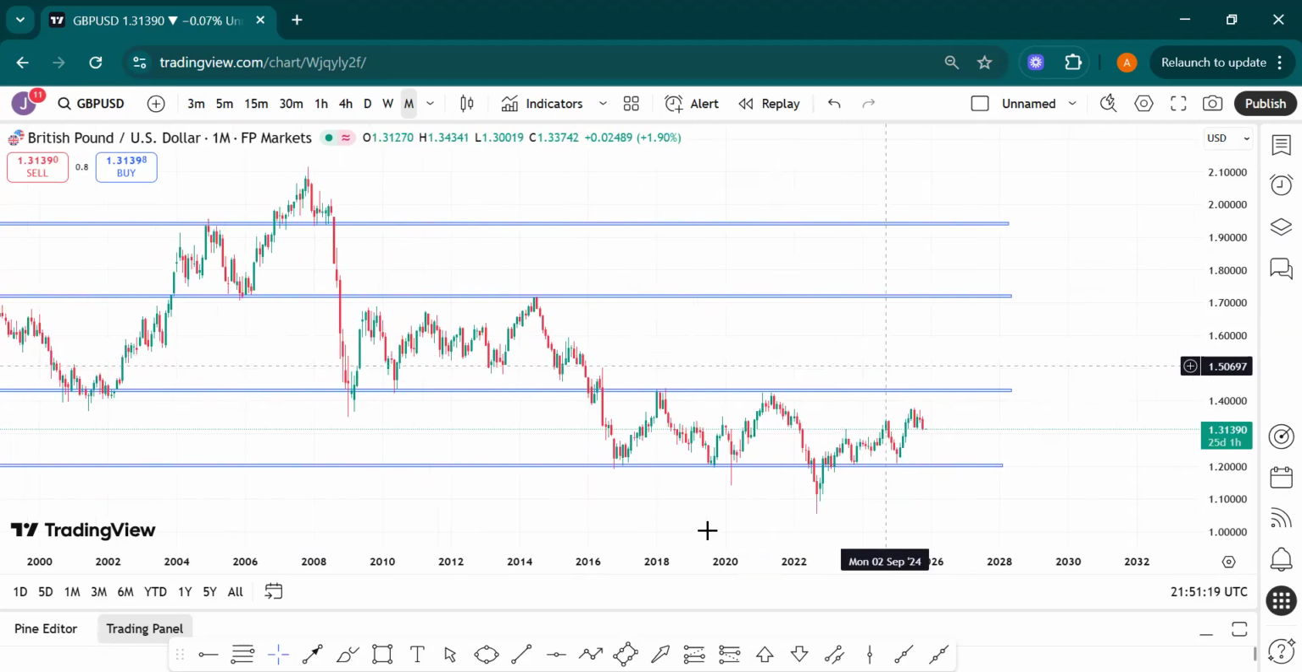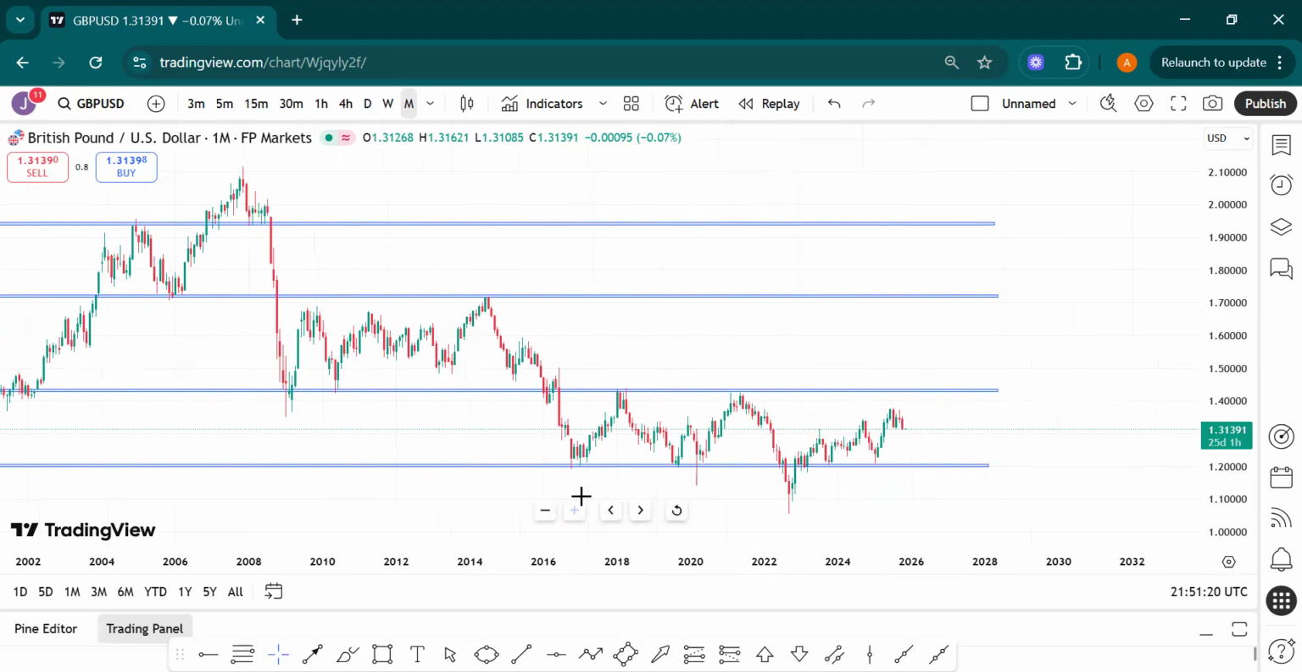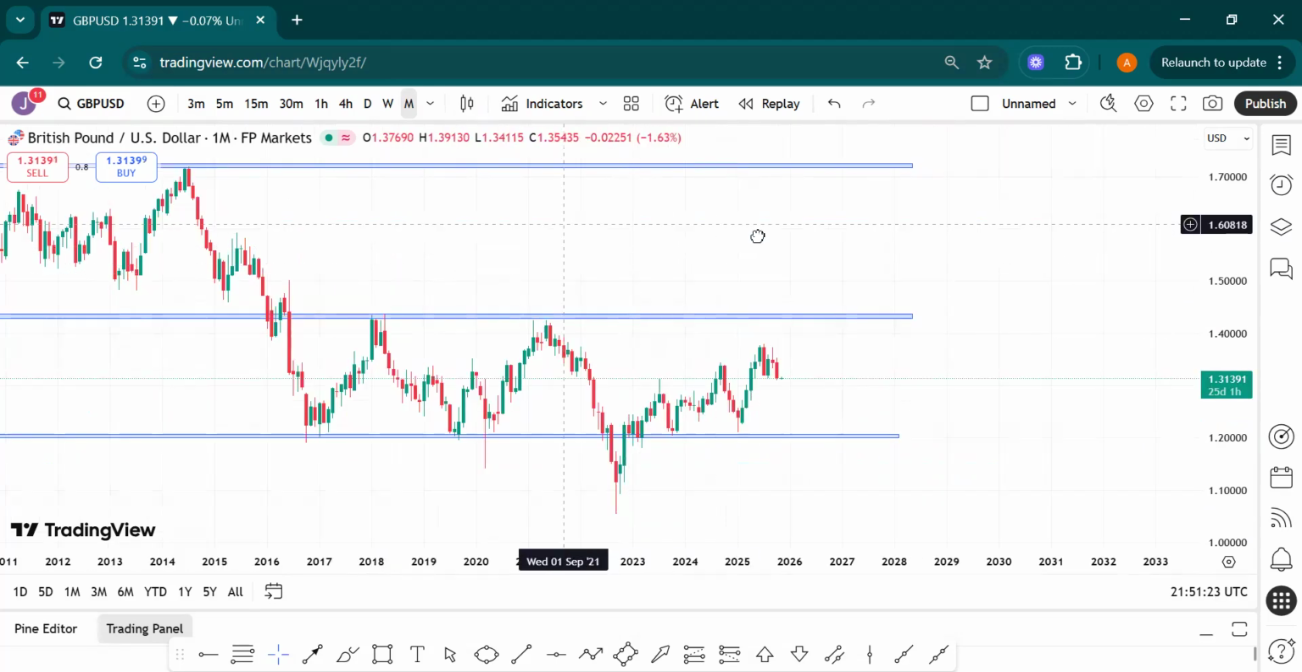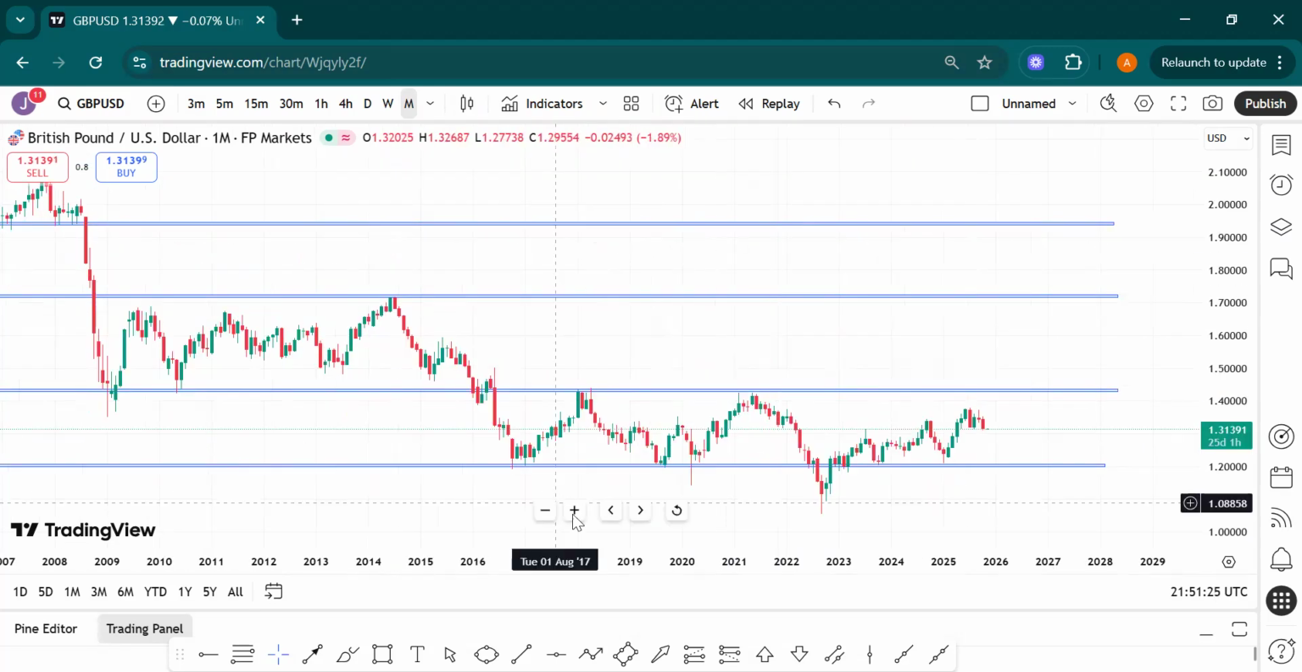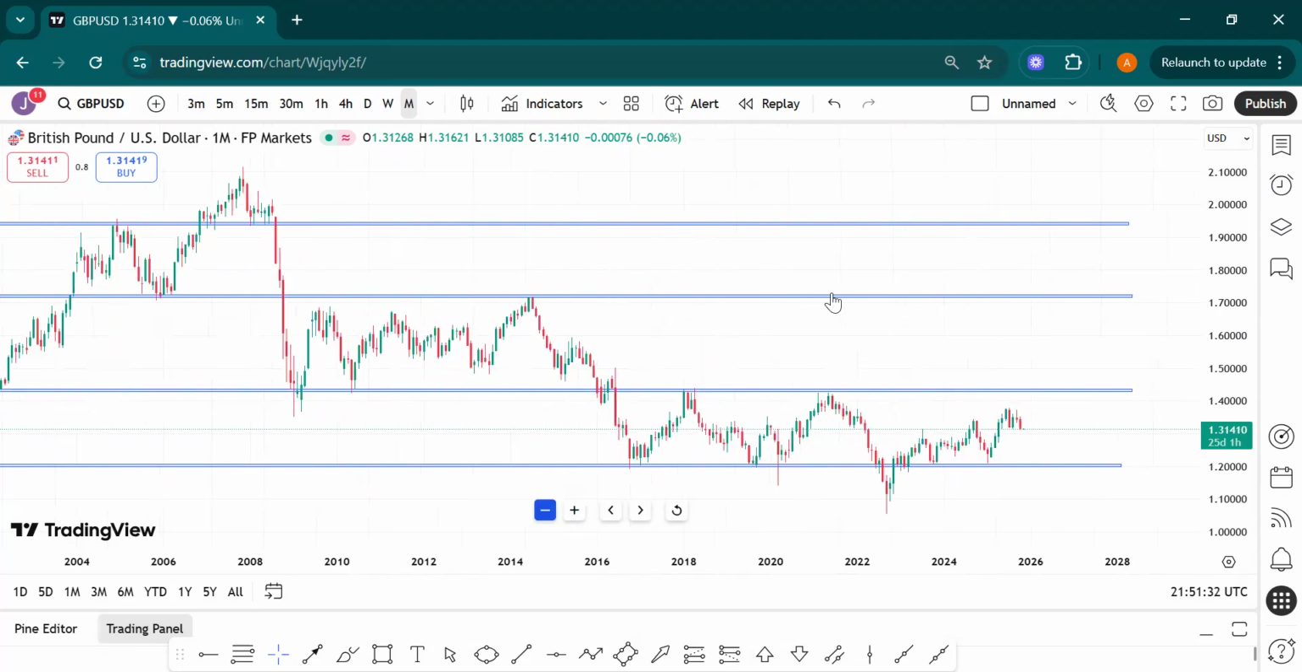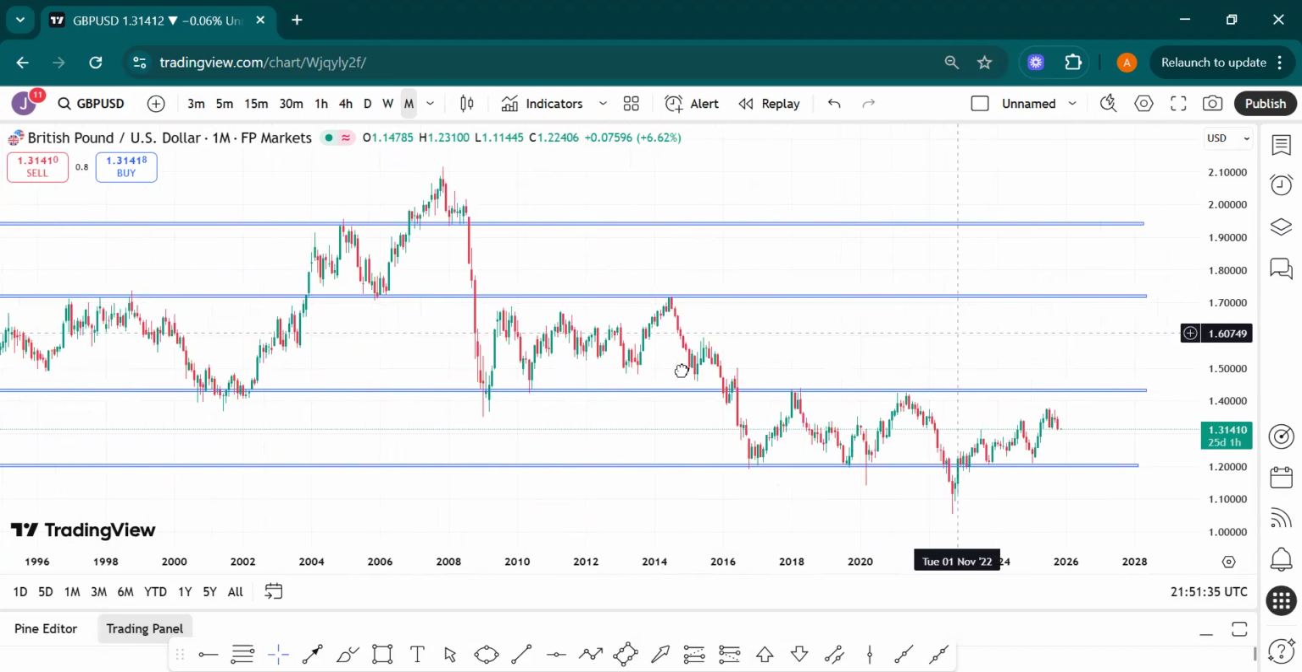Then the second thing would be to get my directional bias. In other words, where do I think the price of GBPUSD is heading to? Is it coming downwards or is it going to continue going upwards? So now how do we get to do that?